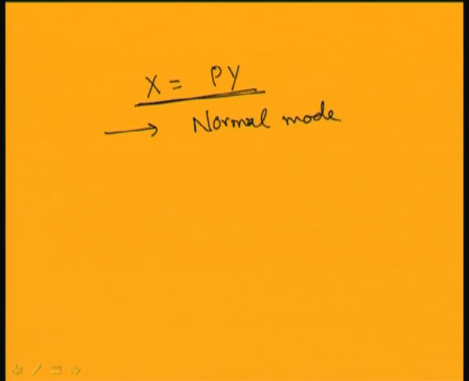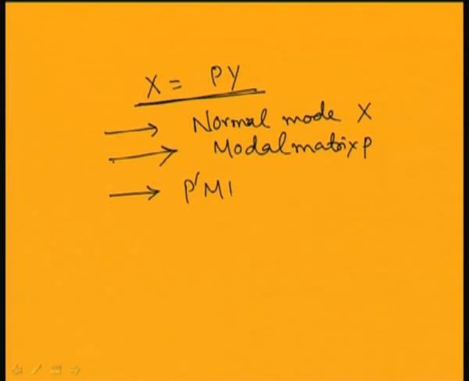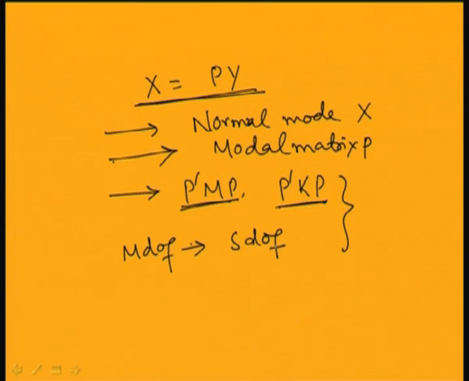So, after obtaining the normal mode, then obtain the modal matrix. From the modal matrix P, find P dash MP and P dash KP. These are diagonal matrices, and using these diagonal matrices you can convert this multi degree of freedom system to a set of single degree of freedom systems.